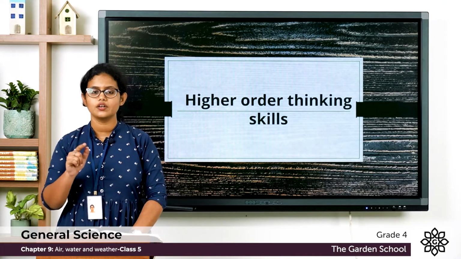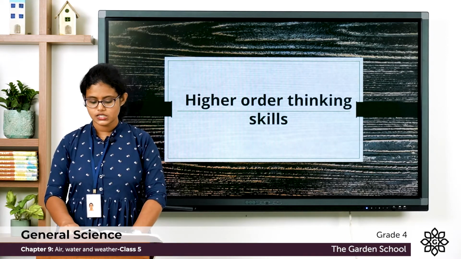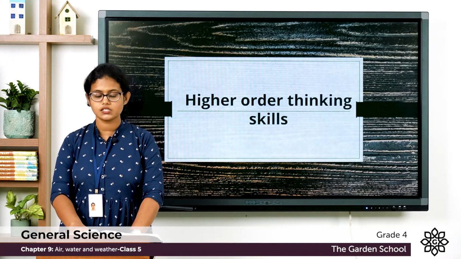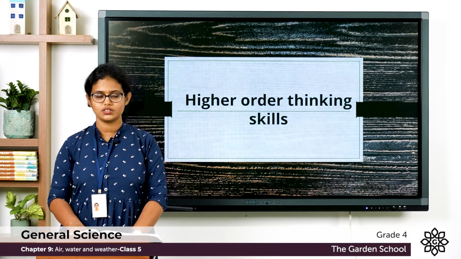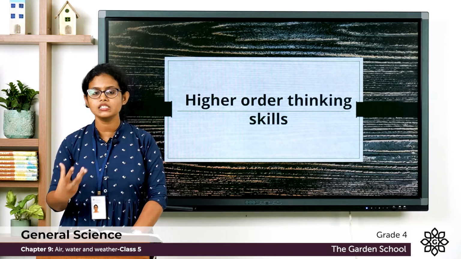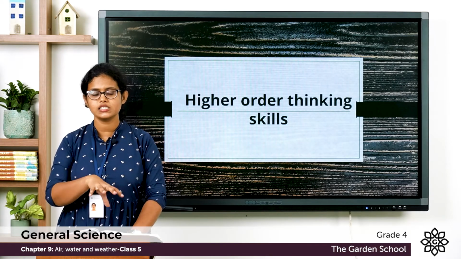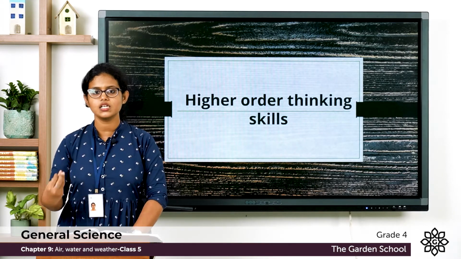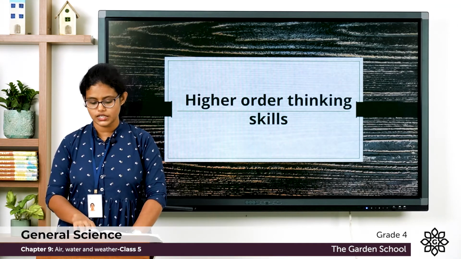We need to put the triangle sign. See the second one. Ice dash into water. So it melts into water. So ice is in solid state, that melts into water which is in liquid state.